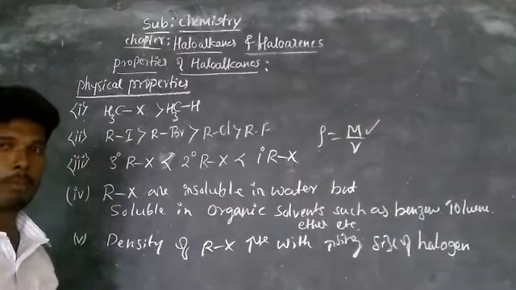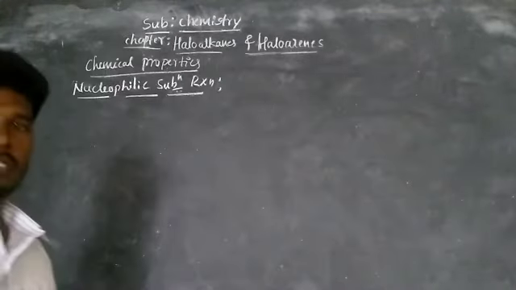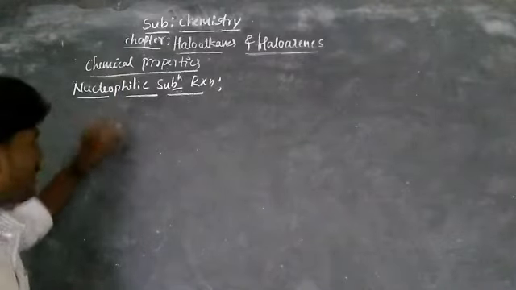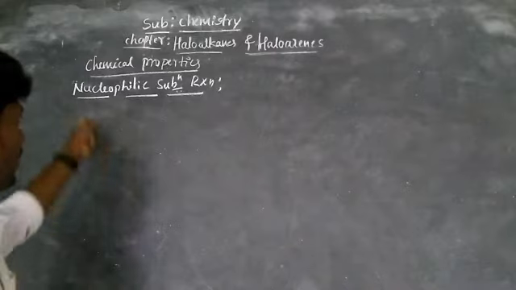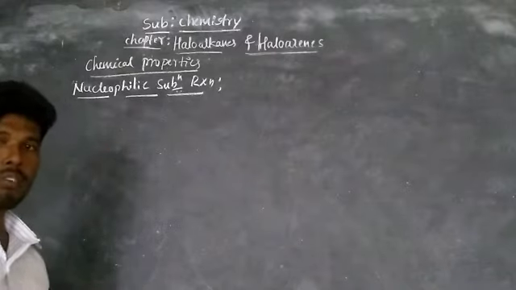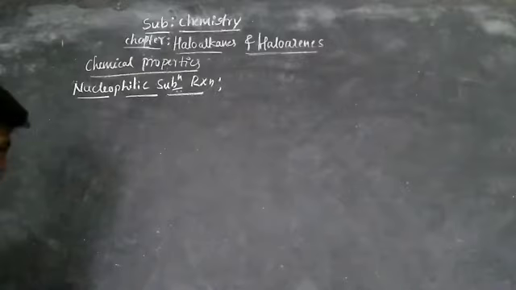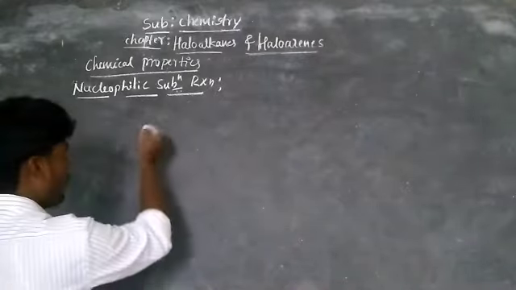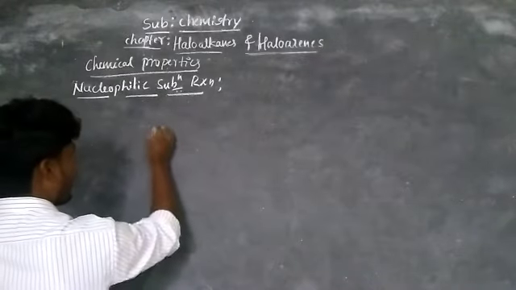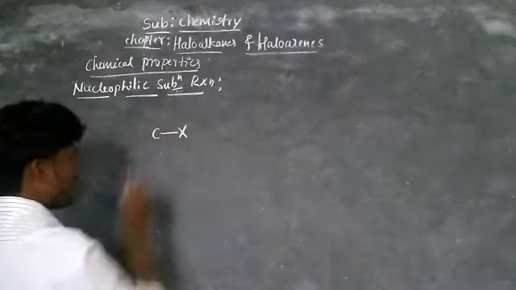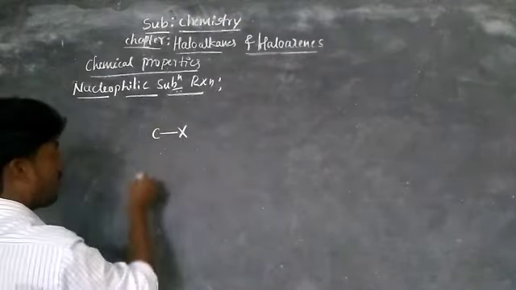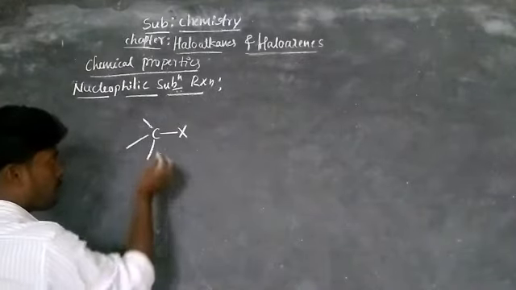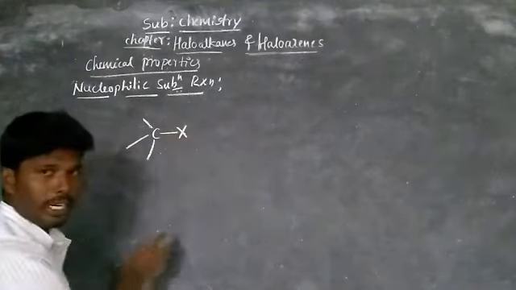Now take chemical properties. Under that, the first one is nucleophilic substitution reaction. Haloalkanes undergo nucleophilic substitution reaction. If you take haloalkanes, that is C-X, this is the general representation. Let this carbon have 3 substituents. Here the halogen is more electronegative than carbon.